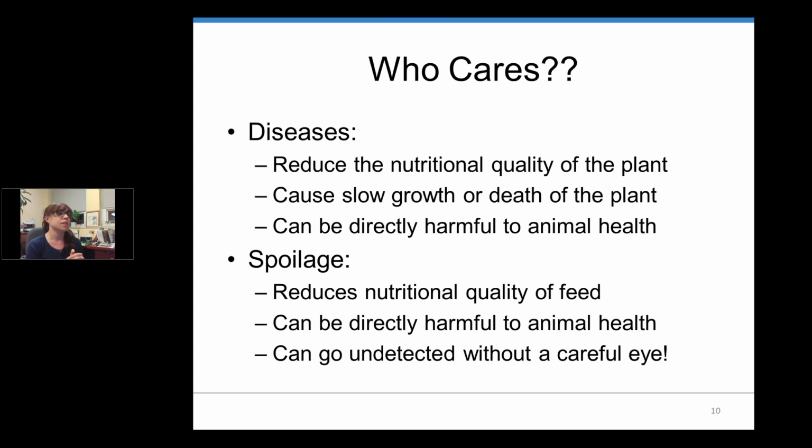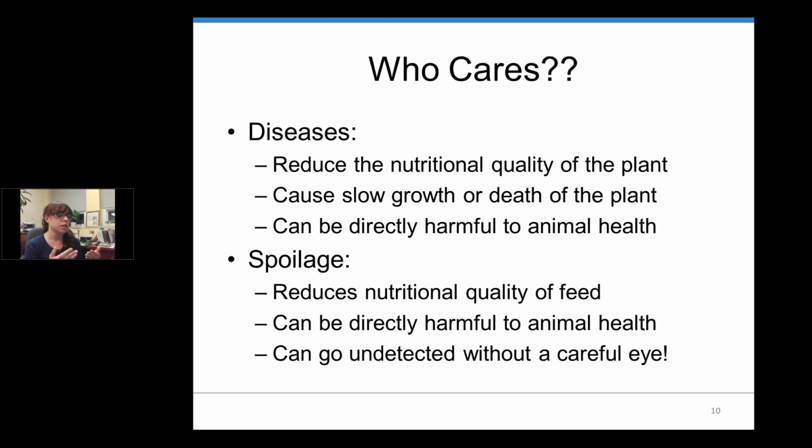So for example, if disease gets severe enough and causes defoliation, obviously plants need their leaves in order to conduct photosynthesis. And so if a disease gets severe enough, you can lose the entire stand. Finally, unfortunately, diseases can also be directly harmful to animal health. I'll highlight a few examples, but there are some plant diseases that produce chemicals called mycotoxins, which means essentially fungal toxins. And some of these chemical compounds can be quite dangerous to animals.